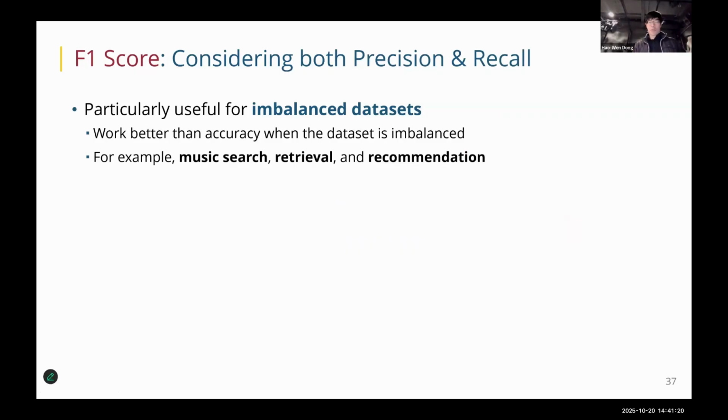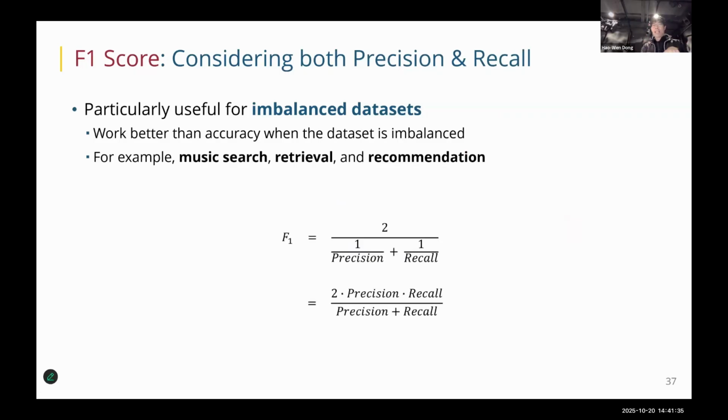Basically, you want to consider both precision and recall at the same time. So it's actually a lot of music search, retrieval, and recommendation. You will see in the paper, they report these F1 scores. It's sort of complex in form, but it's basically the harmonic average between precision and recall.